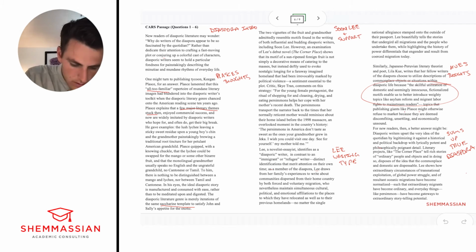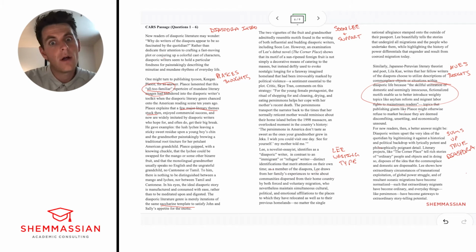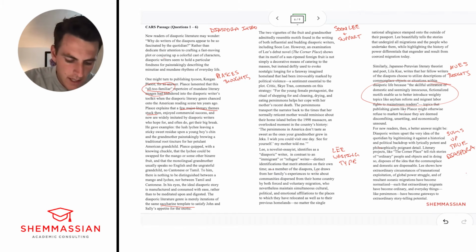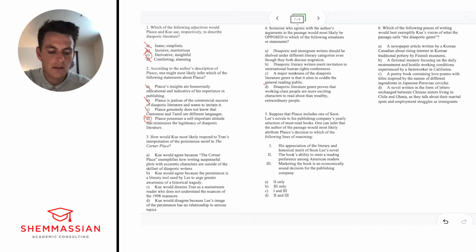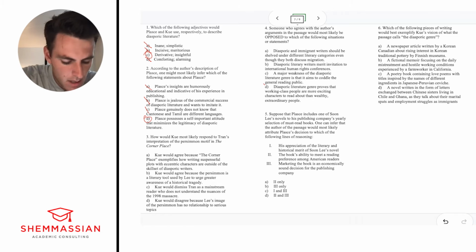Okay, so we already highlighted the "all too familiar", with the apostrophes at the end, something that's almost kind of derogatory. He lamented. Placé quipped with a knowing chuckle, like he's just kind of mocking it. And then saying the saccharine template to satisfy John and Sally's appetite for the exotic. That's evidence enough for me that he's got a self-important attitude. So I like D, and he's minimizing the legitimacy of diasporic literature.